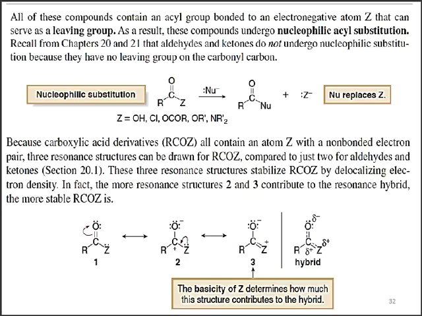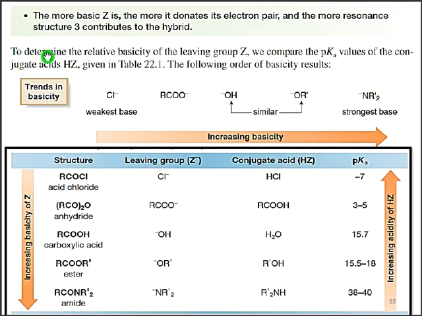And to determine the relative basicity of the leaving group Z, we compare the pKa value of the conjugate acid as given in the table below, and the following order of the basicity will be like this.